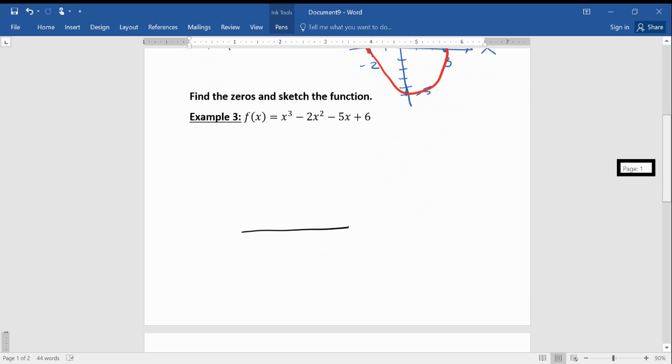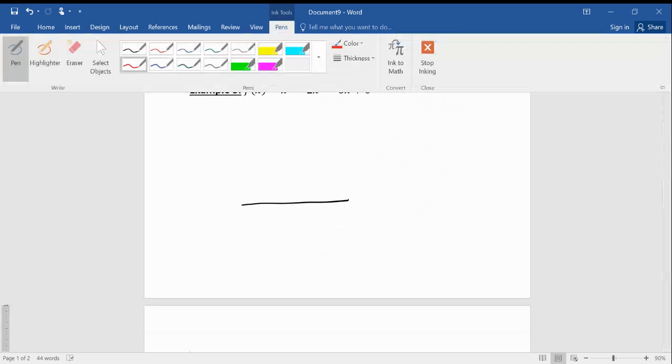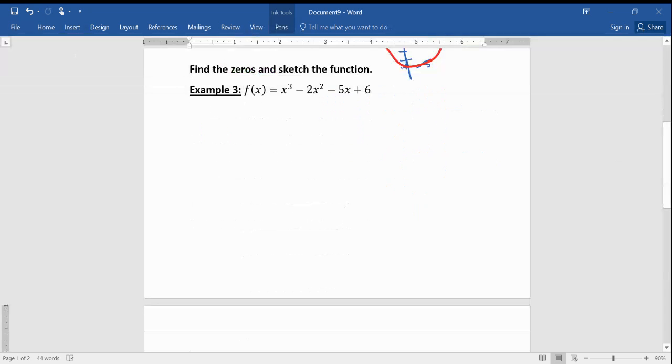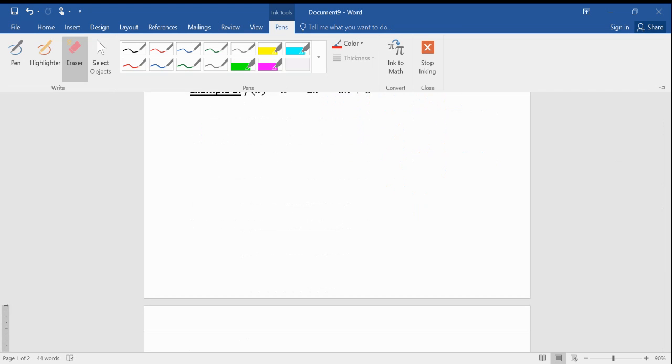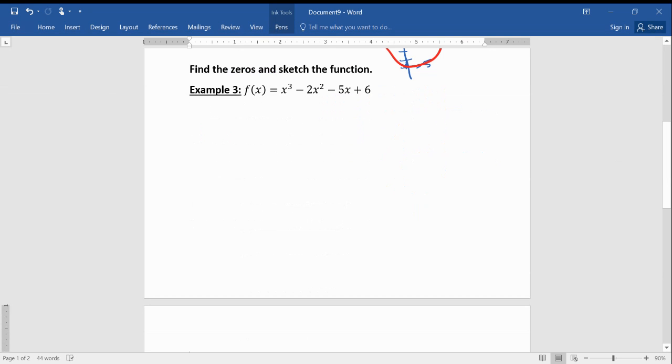Alrighty, so here's what we really need to get to, and that is how do you do all of this stuff? How do you find the zeros and then sketch the function? That's what we're going to talk about. Go ahead and pause this video if you're not taking notes already, and let's get some of those examples written down, so you can have something to look back on.